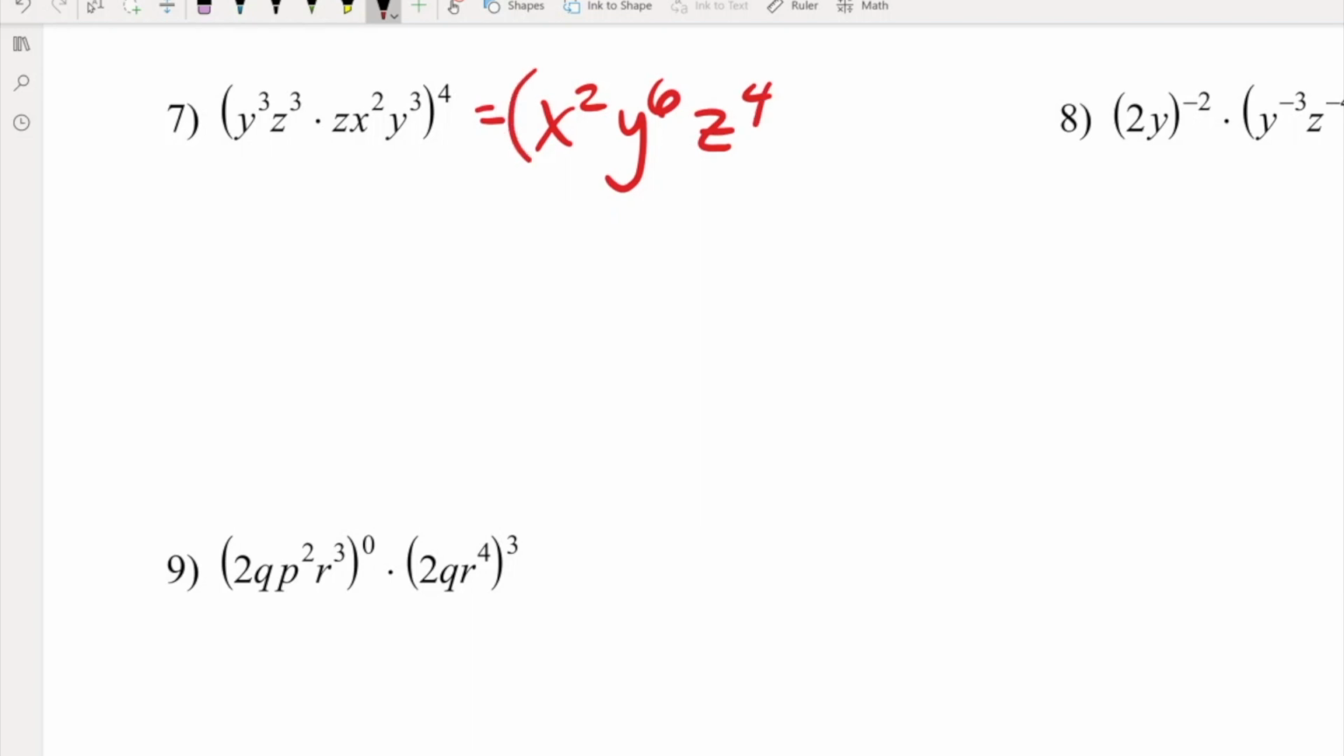But remember, this is all taking place inside of parentheses to the 4th power. So now everything inside of there is going to get the 4th power. So it's x to the second to the 4th is x to the 8th. Y to the 6th to the 4th is 6 times 4 is 24. And z to the 4th to the 4th is z to the 16th.